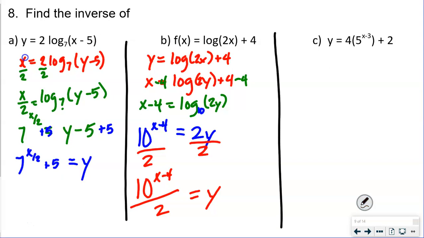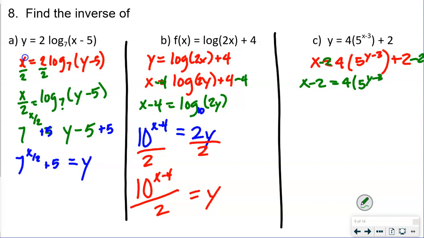Our last one over here, again, swapping the x and y. So this is going to be x equals 4 times 5 to the y minus 3, plus 2. I'm going to subtract 2 from both sides. So that's going to give me x minus 2 equals 4 times 5 to the y minus 3. Then I'm going to divide both sides by the 4. So that gives me x minus 2 over the 4 is equal to 5 to the y minus 3.